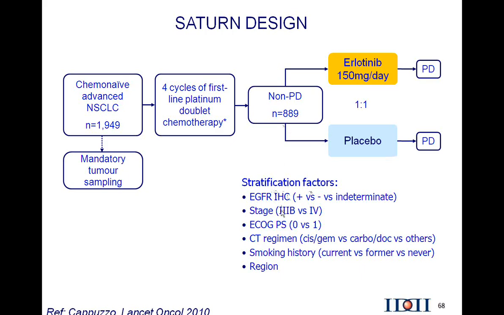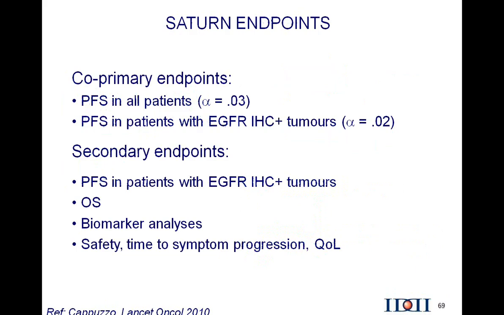And this randomization was stratified for all of these factors. Importantly, it was stratified for the EGFR positive or negative, and this was thought to be a predictive factor. So the hypothesis of interest here was that indeed erlotinib was an effective maintenance therapy in all patients. The alpha level used for that hypothesis test was 3%, and also that in fact erlotinib was an effective treatment for patients who were EGFR positive, and this was tested at an alpha level of 2%.